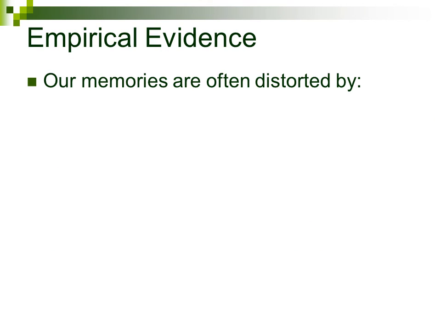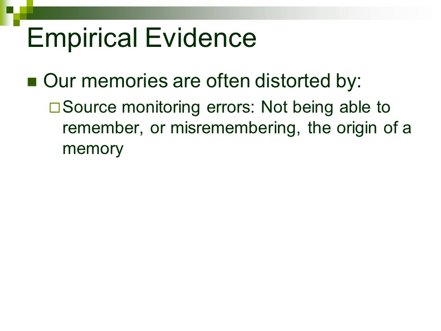And finally, let's discuss some factors that influence memory. One thing that distorts memory is source monitoring errors, which is not being able to remember or misremembering the origin of a memory. So even if the memory itself is accurate, we sometimes forget the source of that memory.